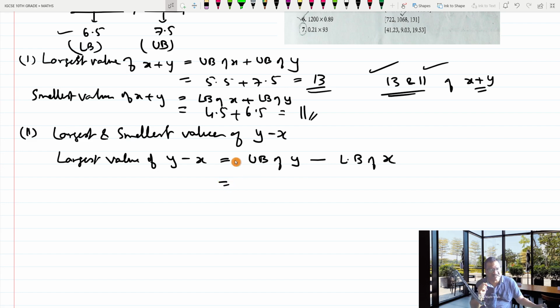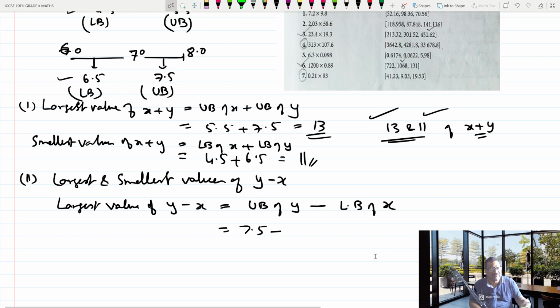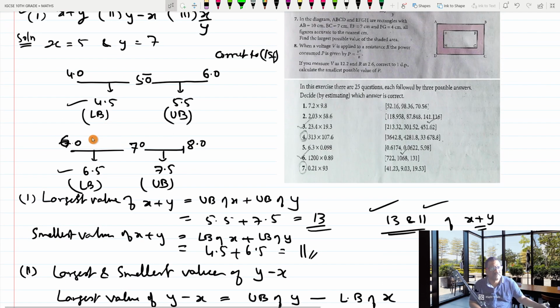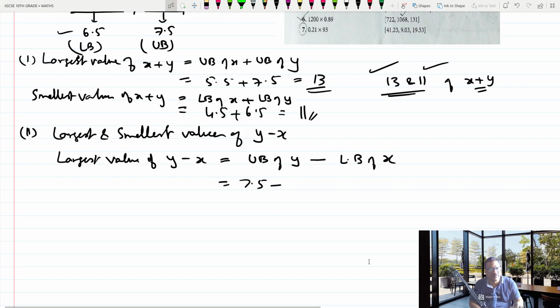So the upper bound of y is how much? It is 7.5, minus the lower bound of x. Lower bound of x is 4.5. See, this is your x, this is your y. So I will write here minus 4.5. Now this should work out to 3.0, or rather 3. So the largest value for y minus x you got.